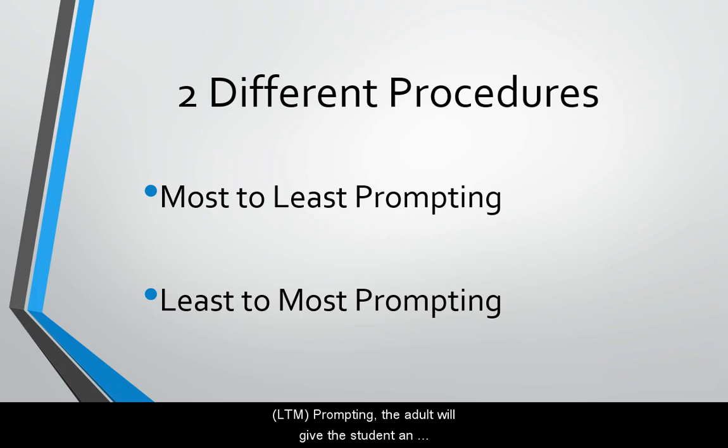When using least to most prompting, the adult will give the student an opportunity to perform the response with the least amount of assistance on each trial. The adult moves to the next prompt in the hierarchy if the student performs an incorrect response. Again, the goal is to teach students to be independent in completing tasks.